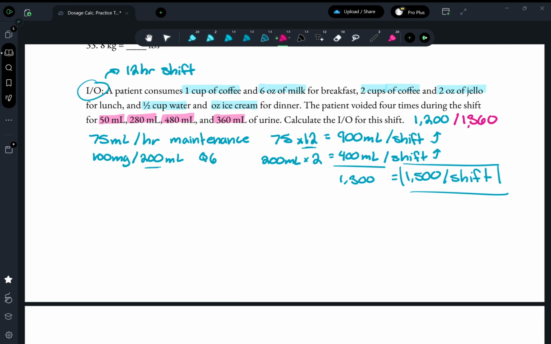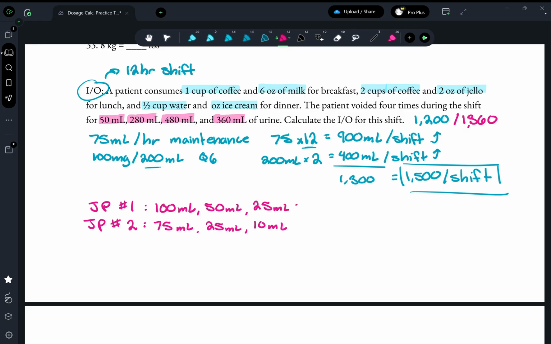Now, what if our patient has some surgical drains? Let's say they have 2 JP drains. JP number 1, when you drained it throughout the day, the first one was 100, then it was 50, and then it was 25. Your second drain throughout the day, it's doing a little better. You got 75, 25, and 10. So that's 175 mLs total, 110 mLs total. So we're going to add that number up to our initial output, and the patient is going to have, let me just double check my numbers, 260.